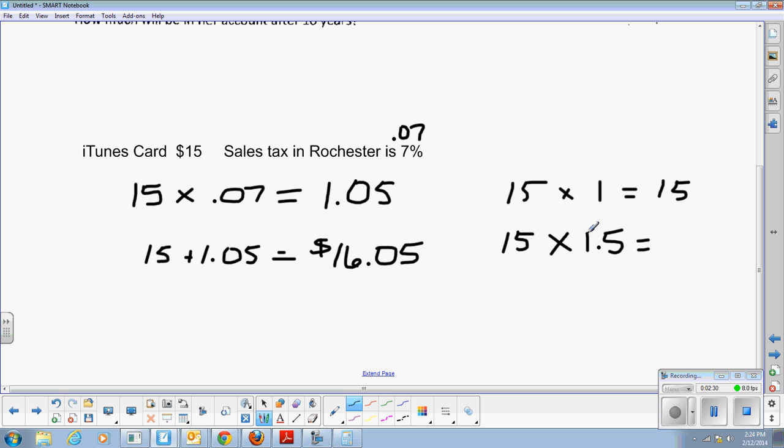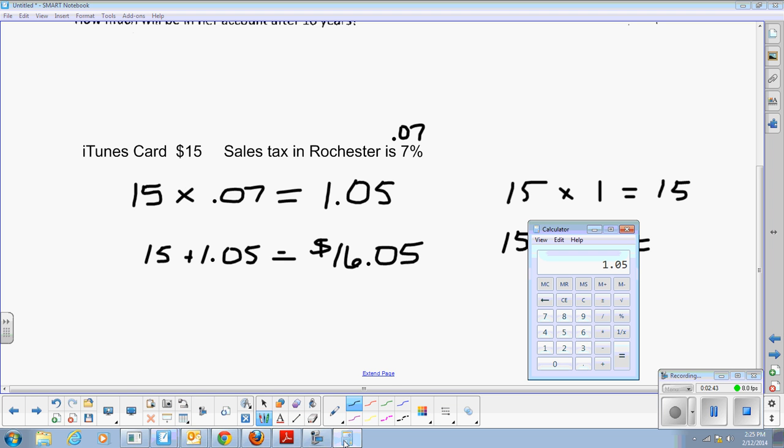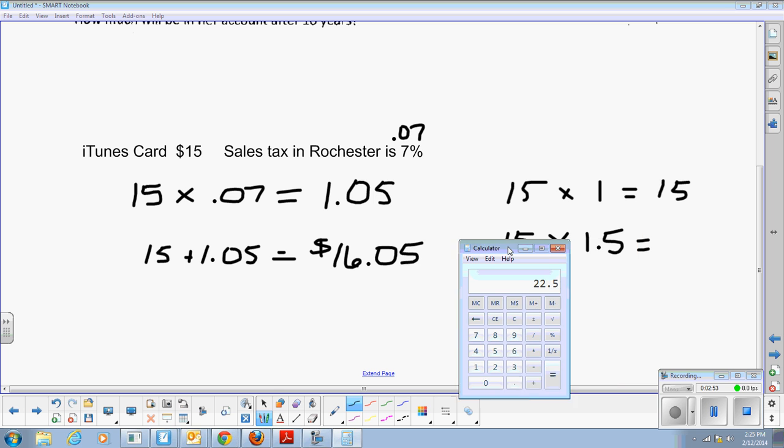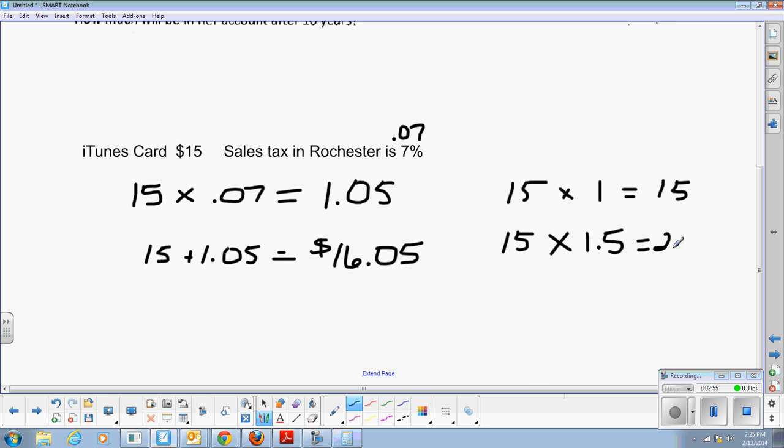Yes, it will, because I'm multiplying by 1, so it's going to include the 15, plus it's going to add in this half of 15. It will actually include the 15 plus the half. So if I actually show you this on the calculator, I'll clear it out, and I take 15 times 1.5, I get 22.5. Now 22.5 is larger than 15.